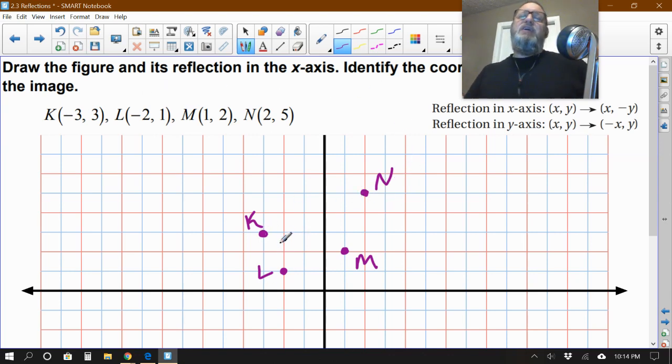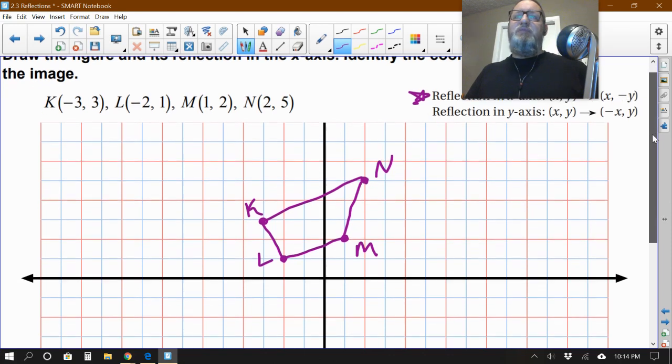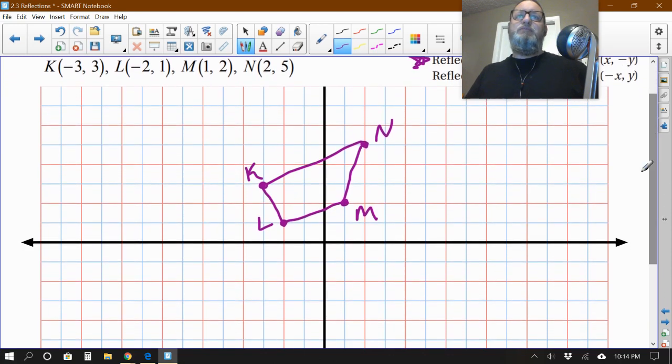We're going to reflect it. I guess I can draw these lines. They're not going to be perfect. I want this video to last forever. All right, so now we're going to reflect across the x-axis. So that's this rule right here. To reflect across the x-axis, all of our ordered pairs become the same x, but the opposite of y.